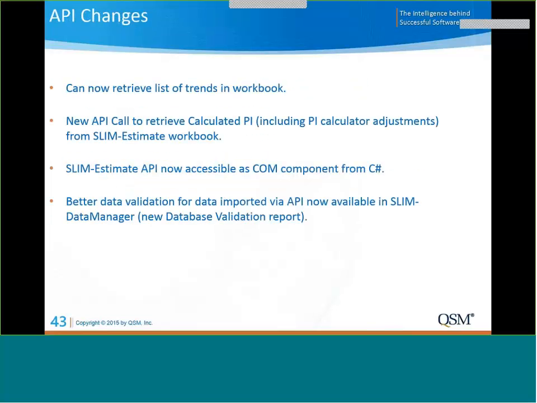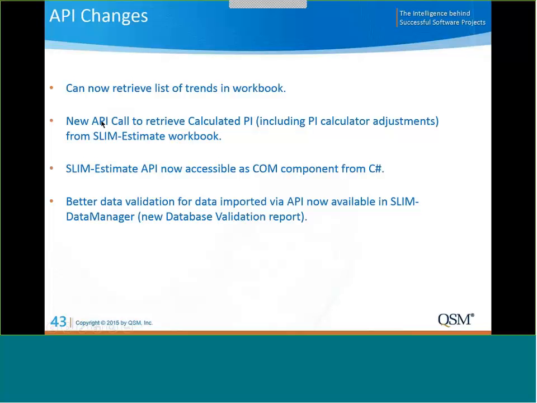Changes to SLIM's application program interface, or the API: now you can retrieve a list of trends in a SLIM workbook. So for those of you who are creating and using custom trends, this might be very helpful. Once you retrieve a list of the trends, say you were looking for a specific custom metric, you could then set that trend for the estimate that you're getting ready to calculate via the API.